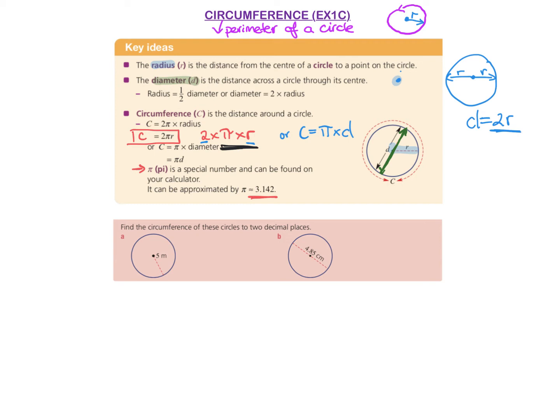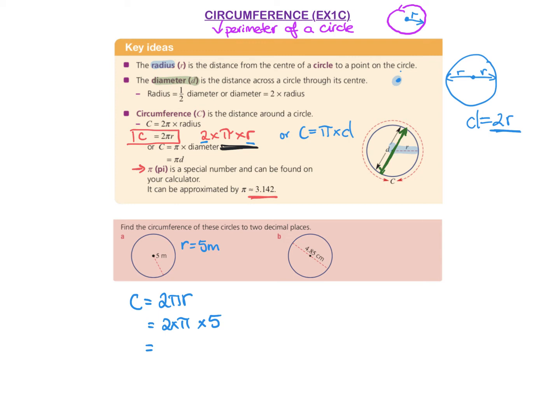Okay, so when they ask us to find the circumference of these two circles, the first step is to write what the radius is. So this one, the radius is 5 meters. Then I want you to write the formula. Our formula for circumference is 2 pi r. Then you're going to write 2 times pi times what the radius actually is, which is 5. And then you can pop that on your calculator and get the answer. So we'll do that now.